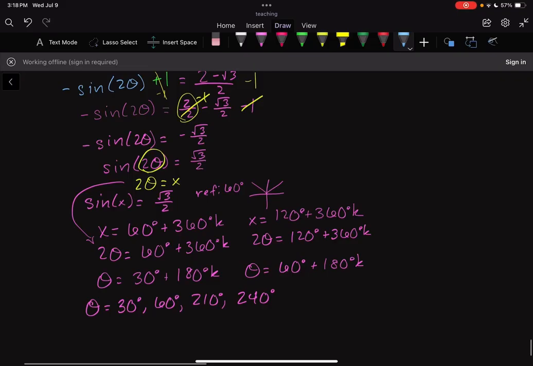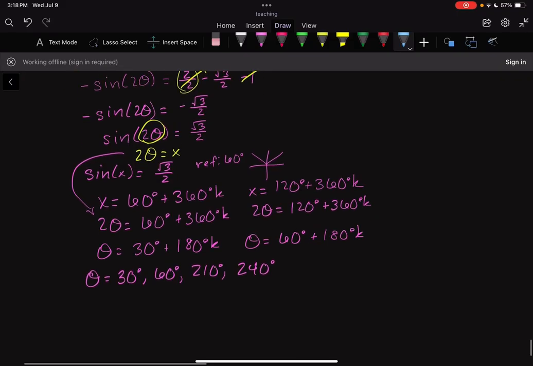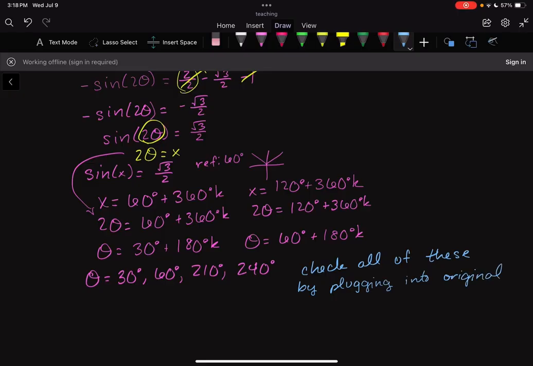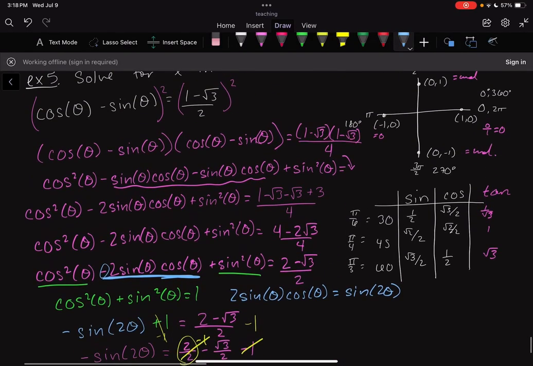We can get those whenever we square both sides of a trig function. So what I need to do right now is check all of these answers by plugging in to the original equation. You will have to check each and every single one of these answers. Now, I would just use a calculator for that, and I would just see what I get.